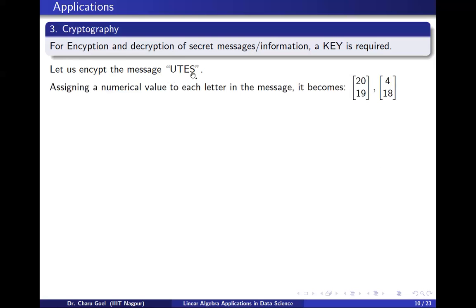So once assigning a numerical value to each of these letters, we'll get 20, 19, 4, 18. So let's stop for a minute and you think about it. It's very easy. So how have we got this? I have purposefully taken it into column form. You can also write it as 20, 19, 4, 18, and then we'll write it in matrix form. So U corresponds to 20, T corresponds to 19, E corresponds to 4, and S corresponds to 18.